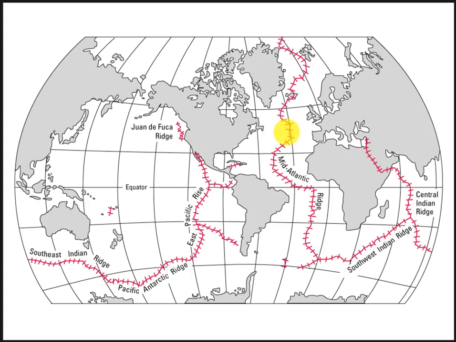So in the Atlantic, it's called the Mid-Atlantic Ridge. In the Pacific, it's called the East Pacific Ridge. And in the Indian Ocean, it has a couple of names. There's the Southwest Indian Ridge, the Central Indian Ridge, and the Southeast Indian Ridge. So as you can see, it's the same mid-ocean ridge. As I mentioned, they're connected. They just have different names for different regions.